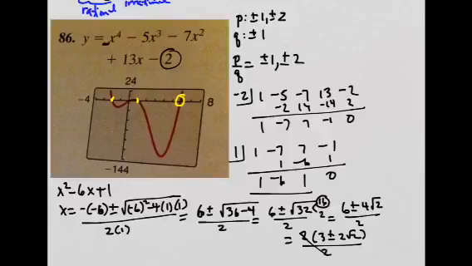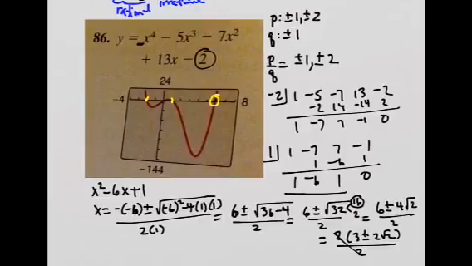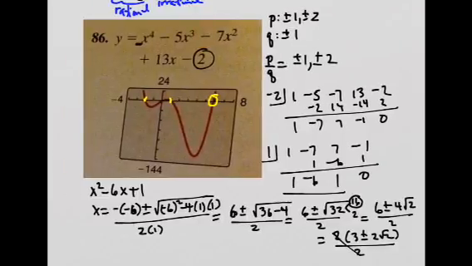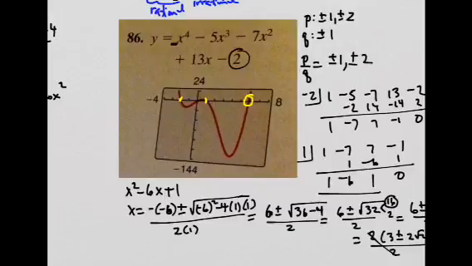So my zeros are, fit here. Oops, I ran out of room. So let me just move it to the left a little bit. So the zeros are negative 2, 1, and 3 plus or minus 2 radical 2.